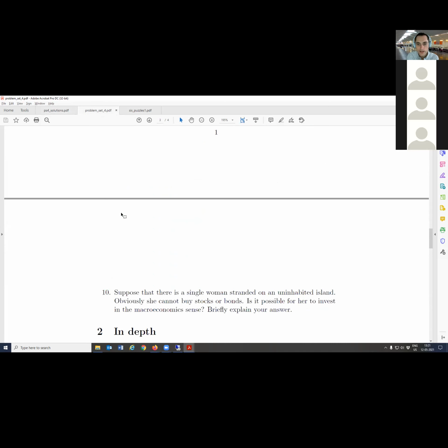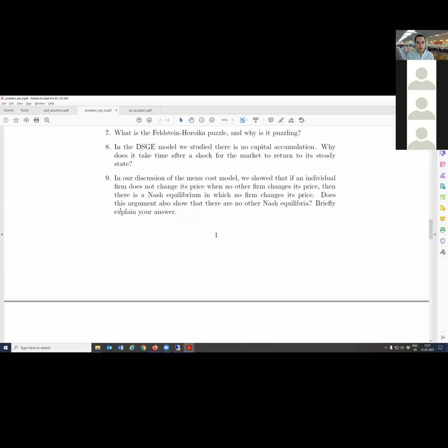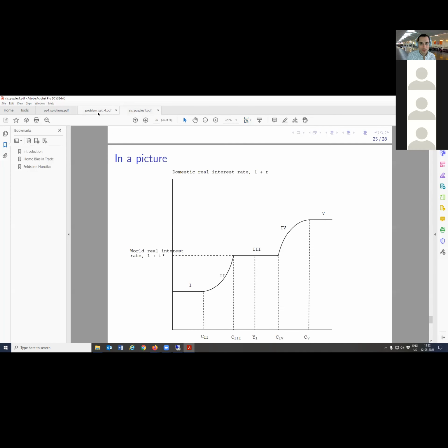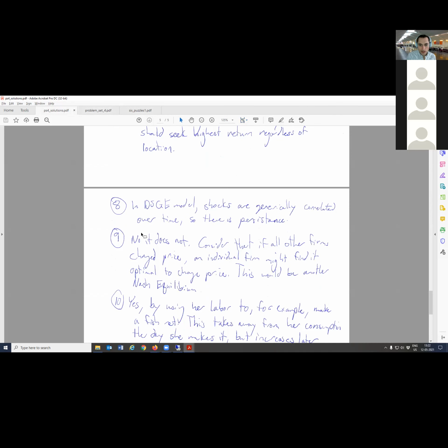All right, there's two more. In our discussion of the menu cost model, we showed that if an individual firm does not change its price when no other firm changes its price, then there's a Nash equilibrium in which no firm changes its price. Does this argument also show that there are no other Nash equilibria? Briefly explain your answer. You may recall from one of the problem sets, we actually found several equilibria in this model. So you can already guess the answer is going to be no. No, that argument does not.